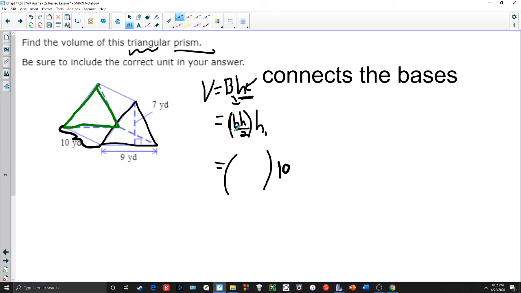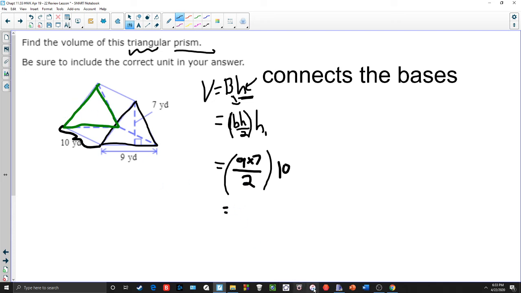The height of the triangle is simply how tall the triangle is, which if we look at this front triangle, it looks to be 7 yards tall. So this would be 7 times the base of the triangle, which is 9. So times 9 all over 2. Again, I should say the height of the prism connects the bases of the prism. So this is the base of the triangle. This is the height of the prism because it connects the two triangular bases in the shape.